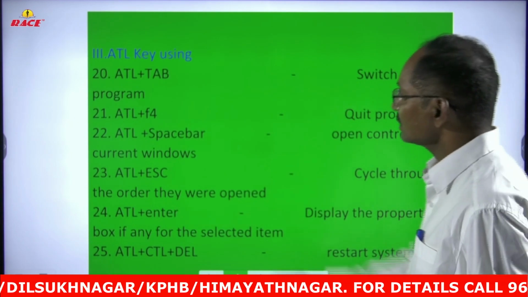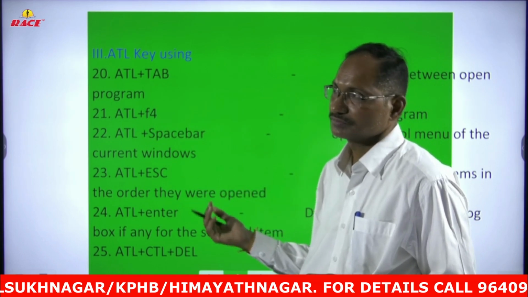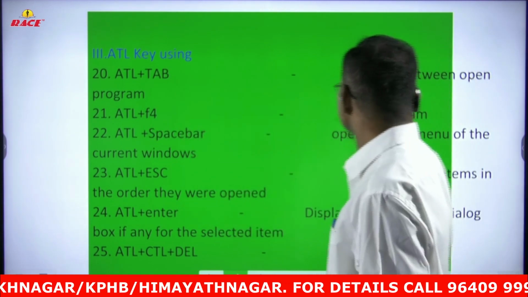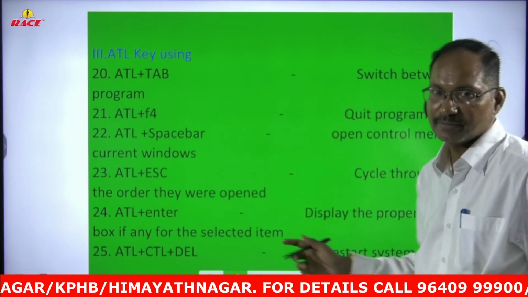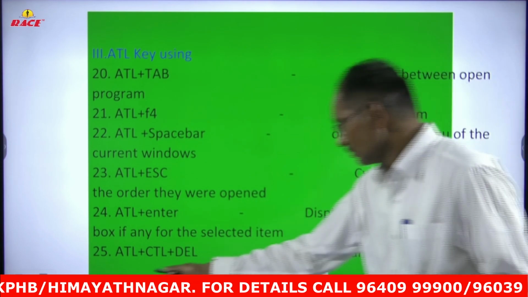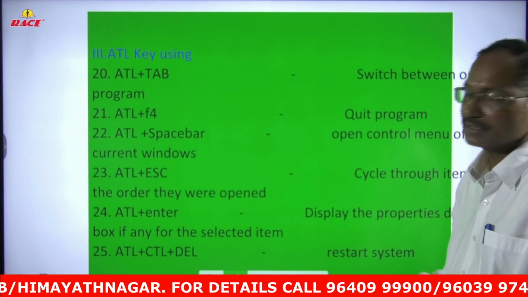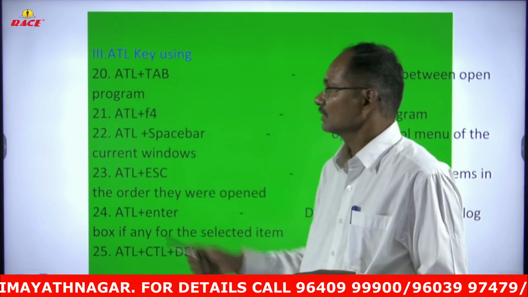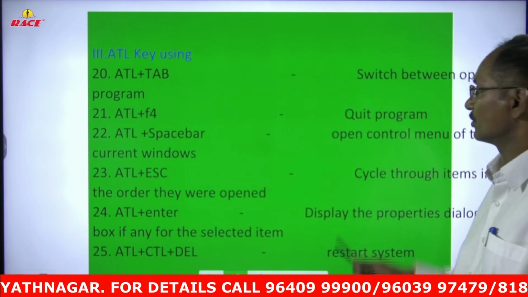Next, Alt keys in combination with other keys. Alt plus Tab switches between open application programs. It works the same as Windows plus Tab. It will show your three or four applications from the taskbar. If you click on one, it will open the program. Alt plus F4 closes the program.